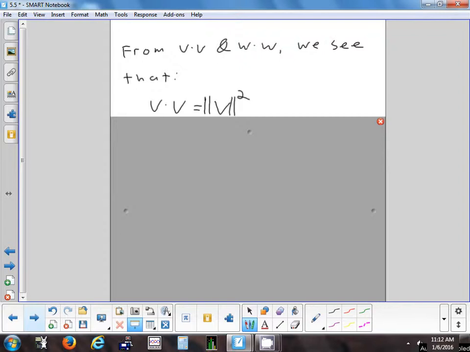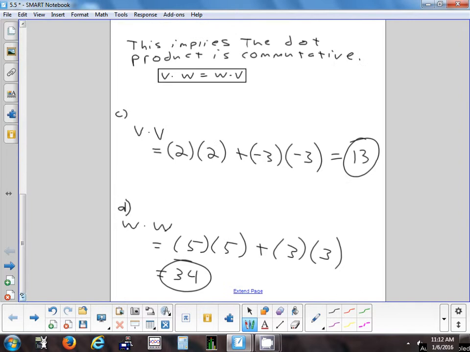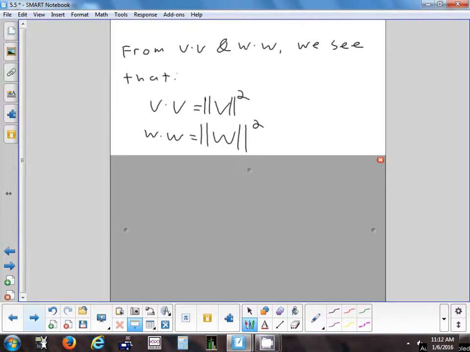And that's what I just said. So dotting a vector with itself doesn't give you just the length of the vector. It gives you the length of the vector squared. You didn't take the square root. Same thing here. When we did W dot W, we got 34. 34 is not the length. Square root 34 would be the length. So what we really have is the magnitude squared.